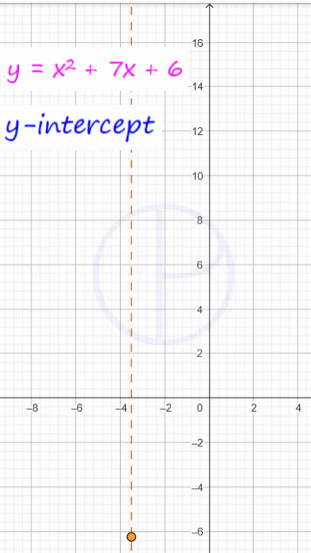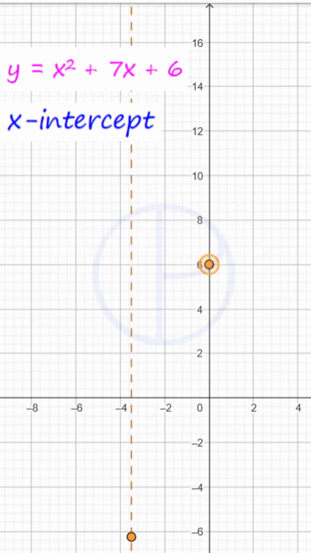Next, the y-intercept, where the curve intercepts the y-axis. At that point, the x value will be equal to 0. So to find the y-intercept, substitute x equal to 0 in the given equation. Here we get the y value as 6. So the coordinate of the y-intercept is 0, 6.